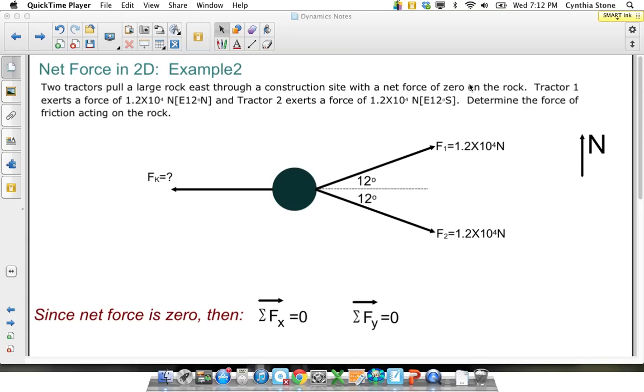So I've got two tractors, and there are their forces, and I'm looking for the force of friction. This is a net force in 2D. I might have given you one like this in grade 11 actually. It's not that hard, it's pretty easy, but it's a different perspective on the question because we're not really looking at the up and down.